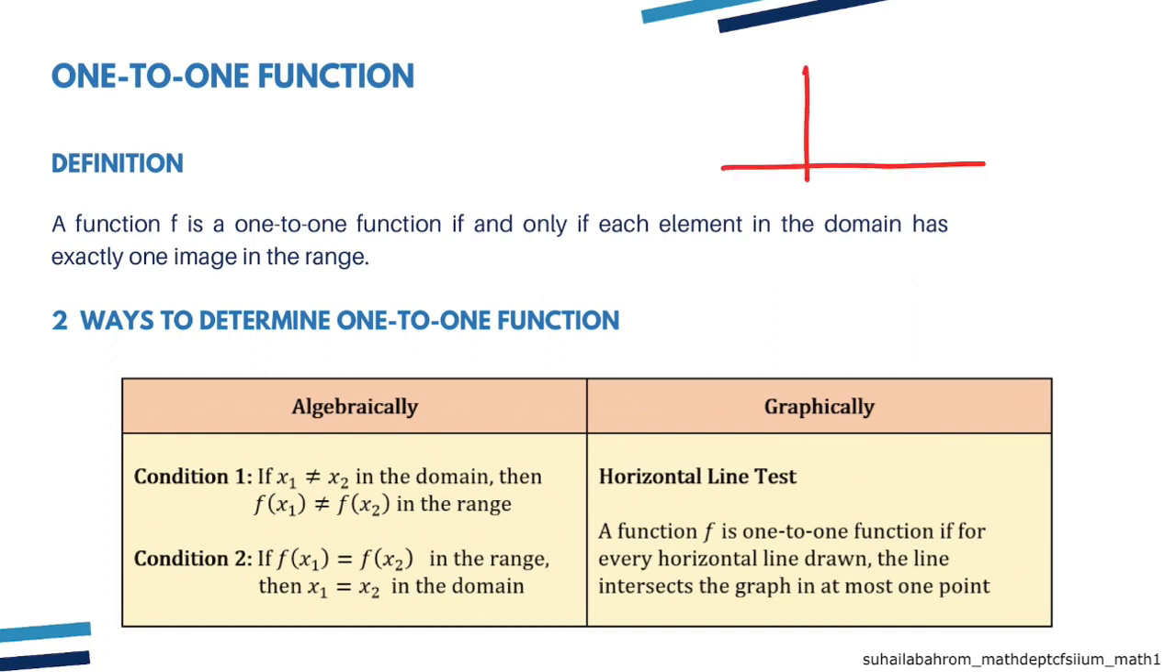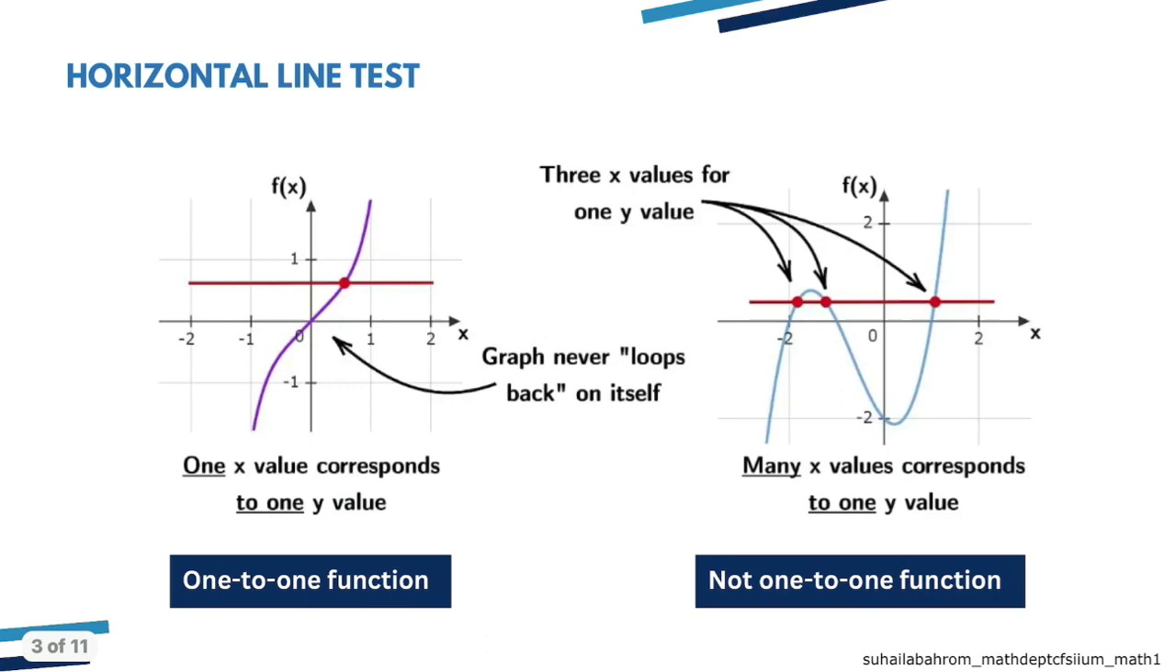So let's say we have this graph. This is referring to the graph of a linear function, y is equivalent to x. If the value of x in the domain is 1, the value of y is also equivalent to 1, meaning that one value of the domain is equivalent to one value of the range. So this is an example of a one-to-one function.